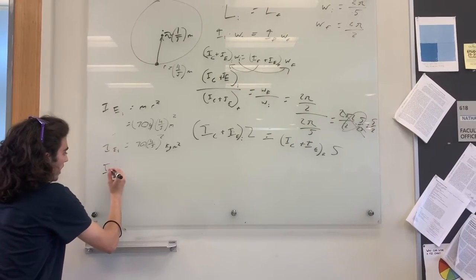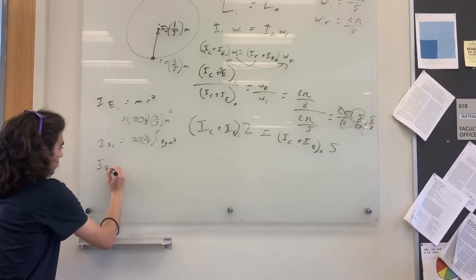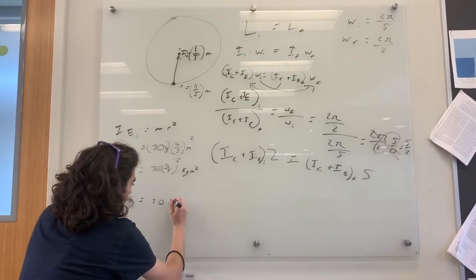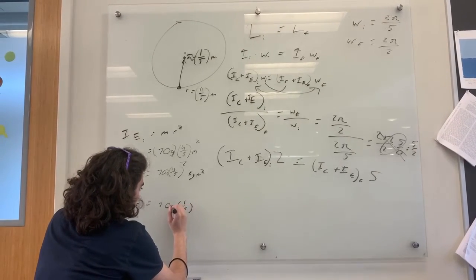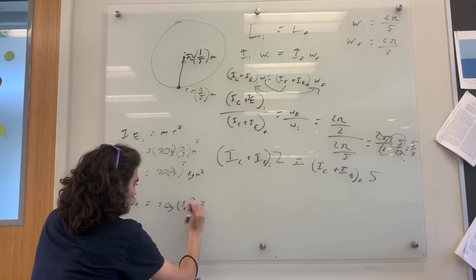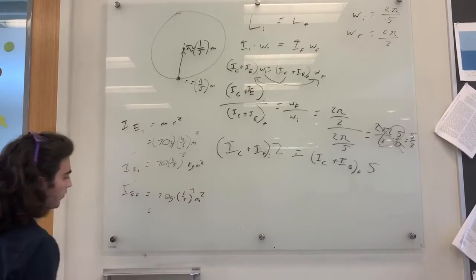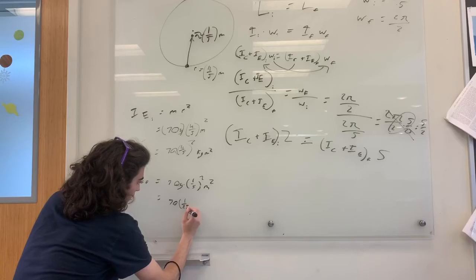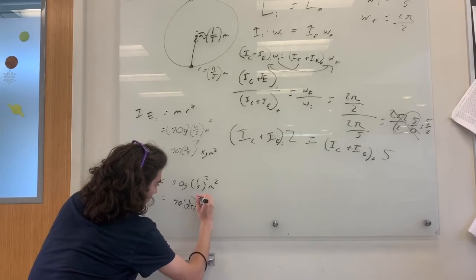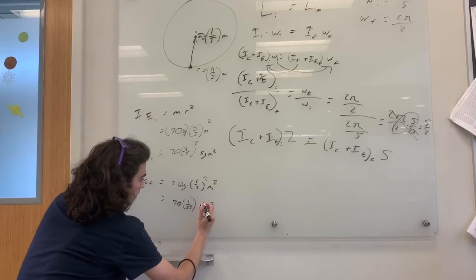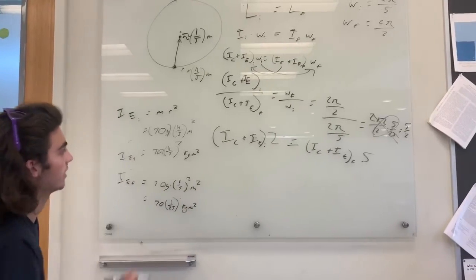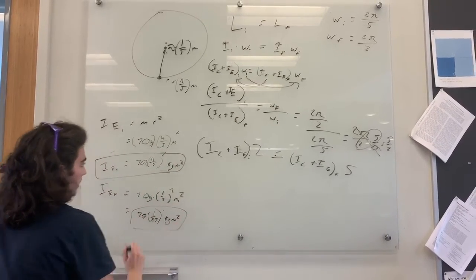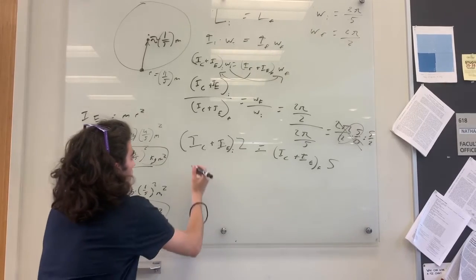And then my final individual moment of inertia is still going to be 70 kilograms, but now at a much smaller radius, 1/5. Which gives us our new final moment of inertia, 70 times 1/25 kilogram meters squared. And now we're going to plug these values, which we solved for here and here, back into the equation we found before.